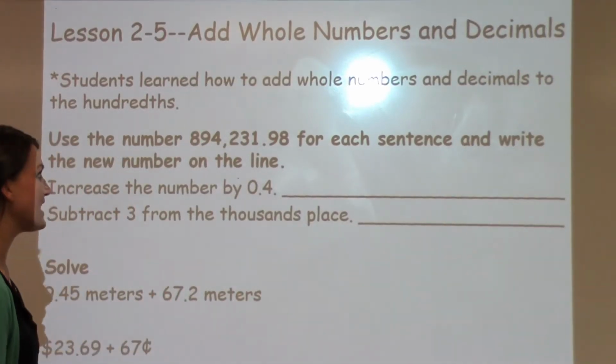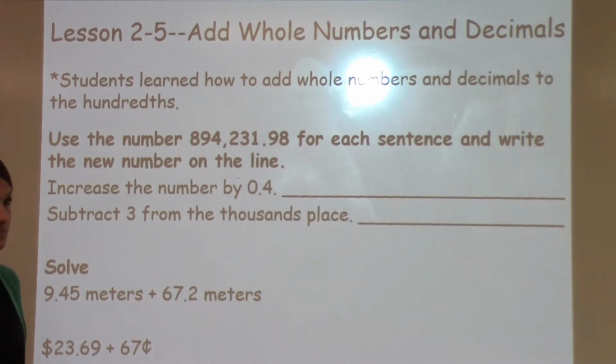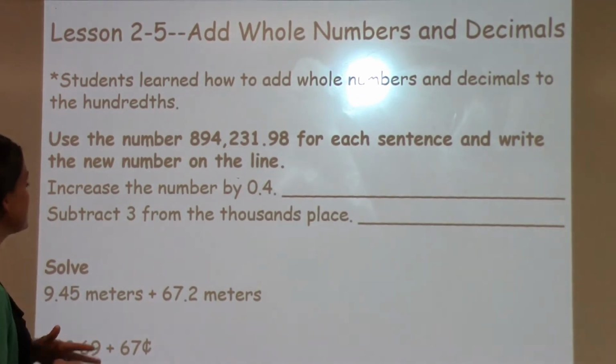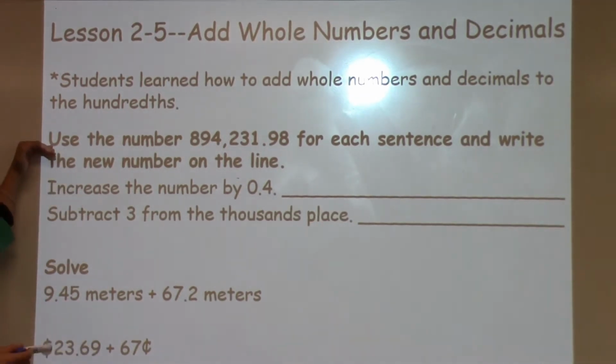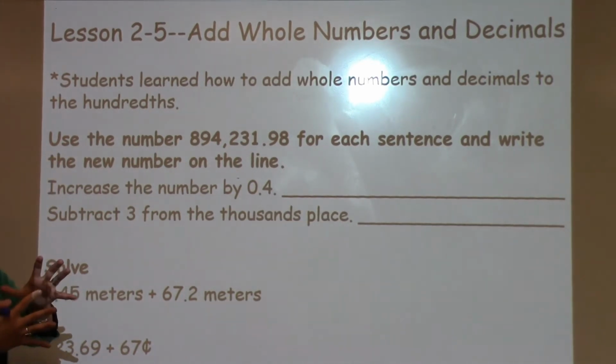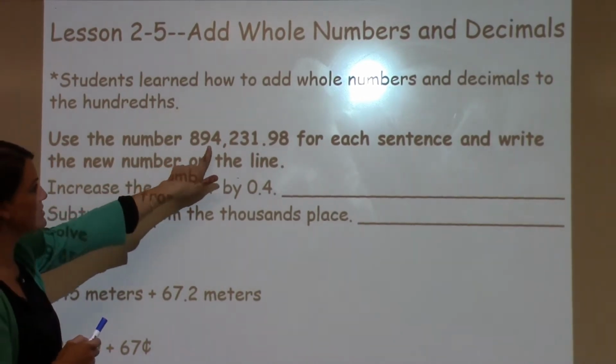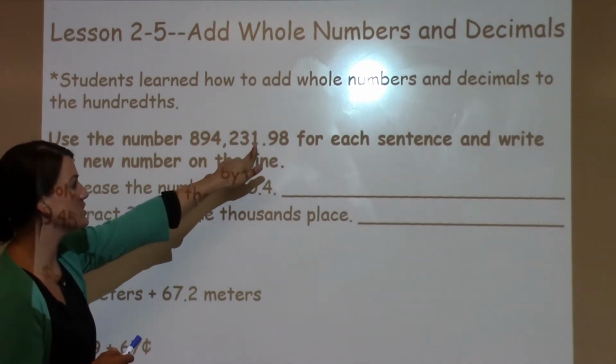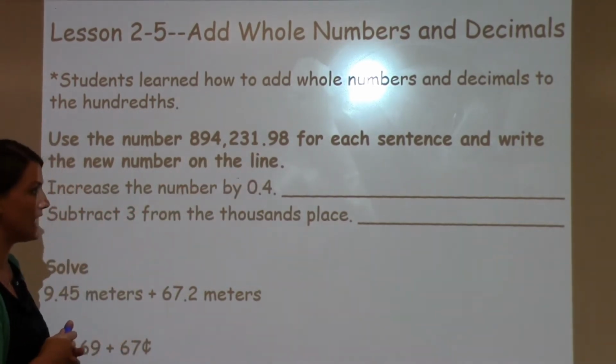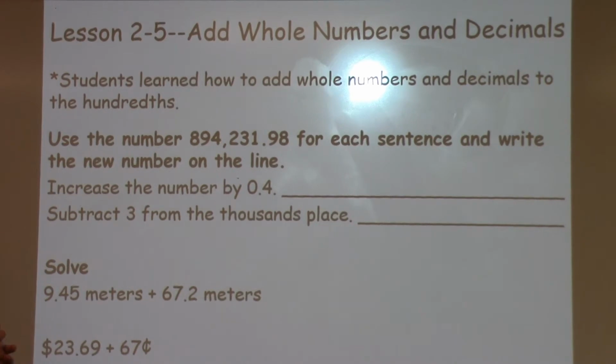Today students learned how to add whole numbers and decimals to the hundredths place. Some of the homework problems that they'll see tonight have them use one number and do different things to that number using addition or subtraction. The number we're going to use in this example is 894,231 and 98 hundredths. It says for each sentence, write the new number on the line.